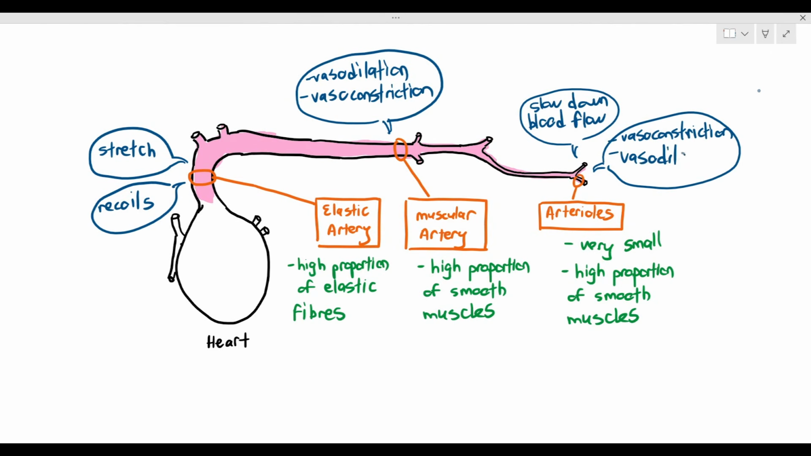Now, an important question some students have asked me before. They asked, oh, muscular arteries do not have much elastic fibers. Are they able to also stretch and recoil? The answer is yes. Muscular arteries can also stretch and recoil, but they don't do it as well as elastic arteries. All right? So all arteries are able to stretch and recoil. All arteries are able to do a degree of vasoconstriction and vasodilation. But elastic artery does stretch and recoil much better. Muscular arteries are way better at vasodilation and vasoconstriction. All right? So that's the difference between all of them.